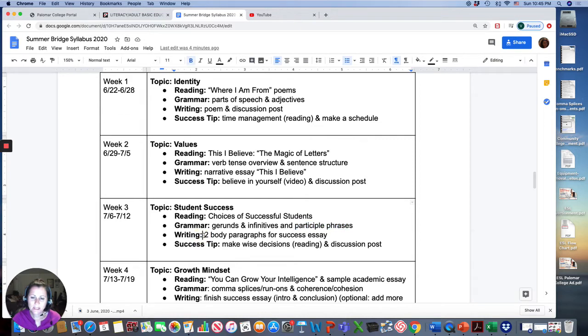For writing this week, you're going to be doing academic paragraphs. We're going to write 2 body paragraphs for a success essay about your philosophy of success. And then finally, this week's success tip is all about making wise decisions. Wise means intelligent or smart decisions. You'll be reading some scenarios of students and writing a discussion post sharing a wise decision you made in your life.